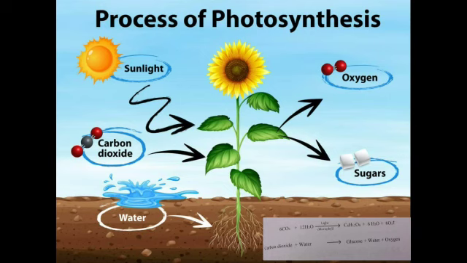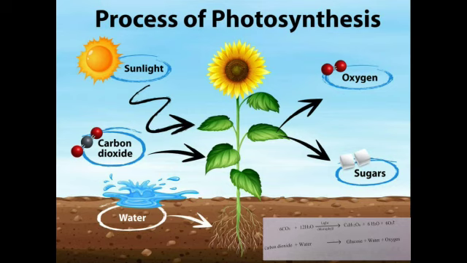In this process, carbon dioxide combines with water in the presence of sunlight and chlorophyll to form carbohydrates. During this process, oxygen is released as a byproduct. You can see the equation here. 6CO2 plus 12H2O in the presence of light and chlorophyll gives C6H12O6 plus 6H2O plus 6O2. That is, carbon dioxide plus water in the presence of light and chlorophyll will give you glucose plus water plus oxygen. Now, where does this photosynthesis occur? It occurs in green parts of the plant such as leaves, stems and floral buds.